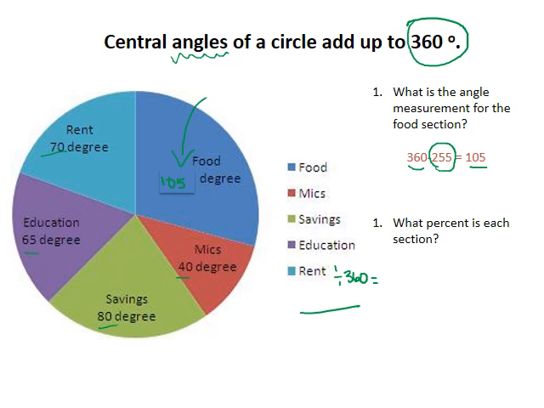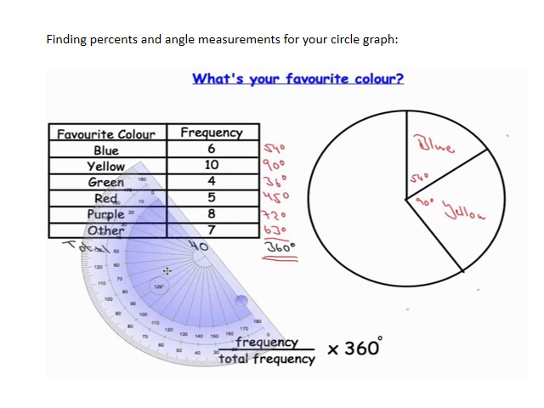Now you can tell if it was here, this looks like a 90-degree angle right here. And so this would make sense that this whole thing is bigger than 90 by just a little bit, so 105 degrees. Now how exactly do you do that? So finding your percent or finding your angle measurement.